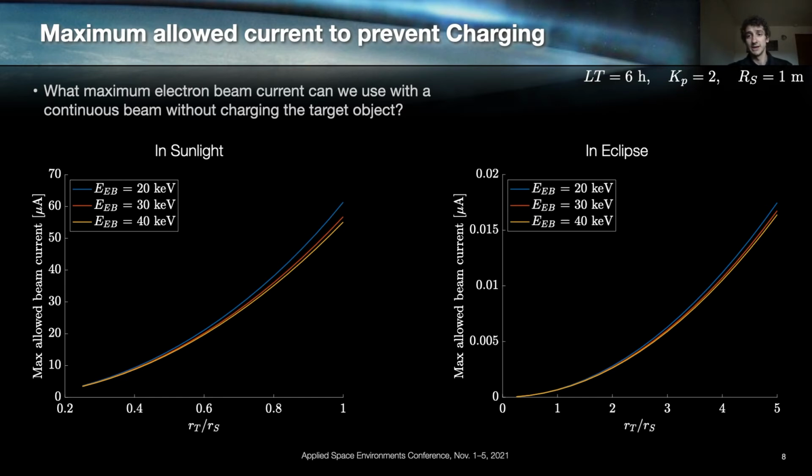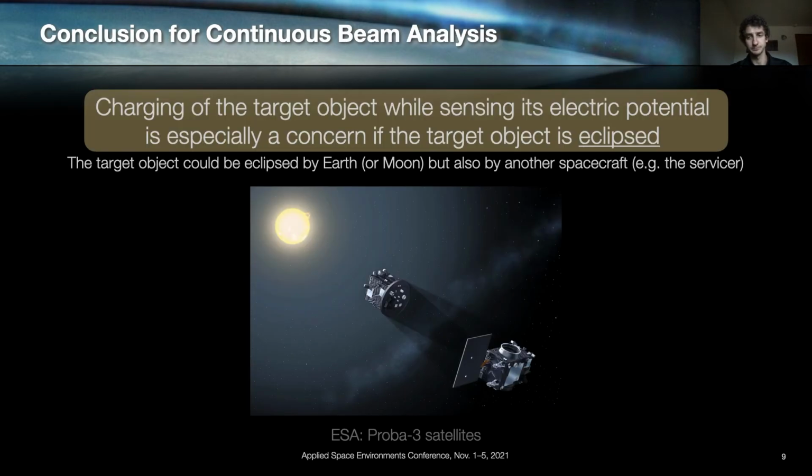That really shows that in eclipse, we have to worry about charging the object when we work with a continuous beam. And that's really the takeaway message of the last few slides. Charging of the target object while sensing its electric potential is especially a concern if the target object is eclipsed. Now, the target could be eclipsed by either Earth or the Moon, but also by another spacecraft, for example, the servicing spacecraft.